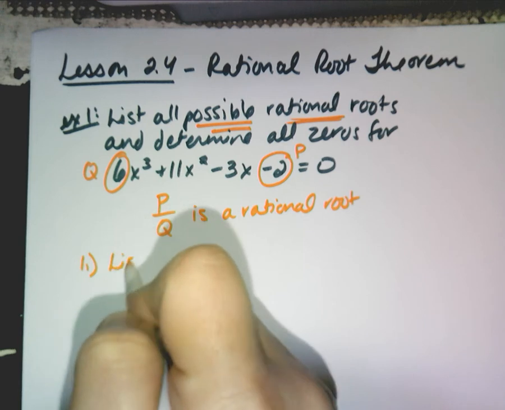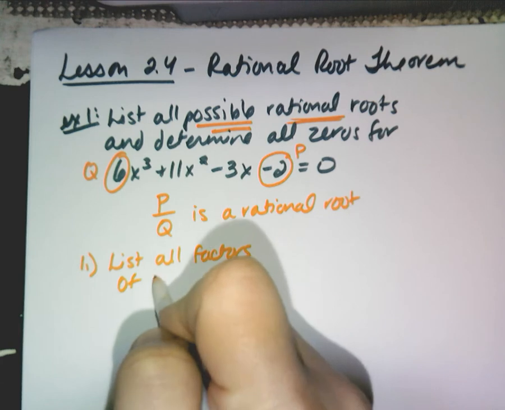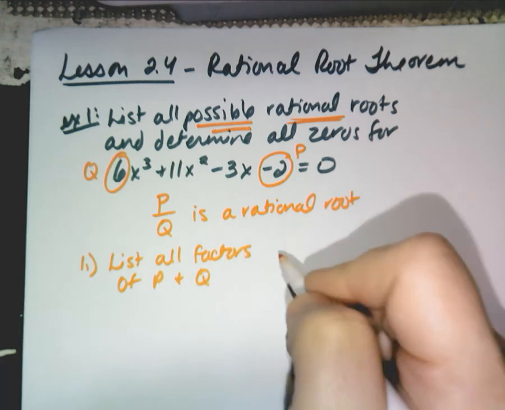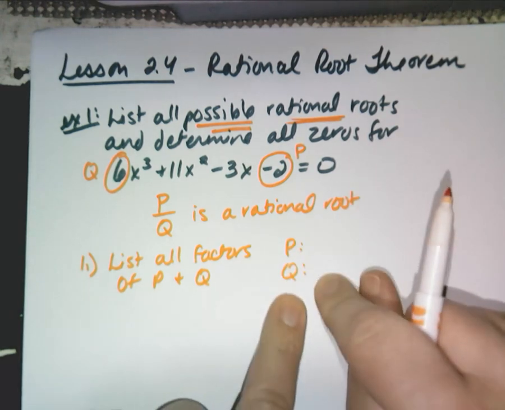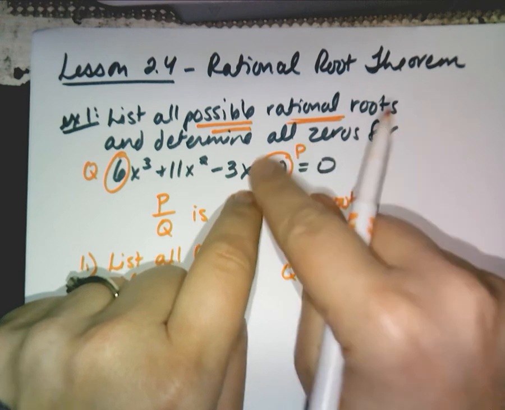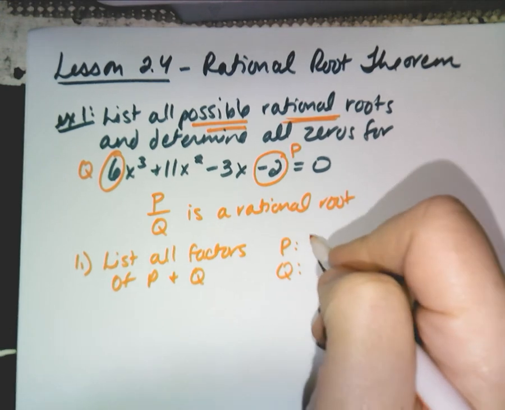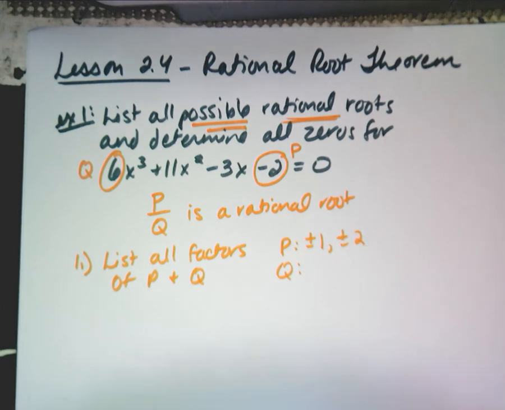You have to list all the factors of P and of Q. So we'll talk about this together right now. Let's list all the factors of P and then all the factors of Q. What would be all the possible numbers that make -2? -2 and 1, or -1 and 2. So the way we write it is plus or minus 1 and plus or minus 2. Those are all the possible ways to make -2. Do you agree to that?